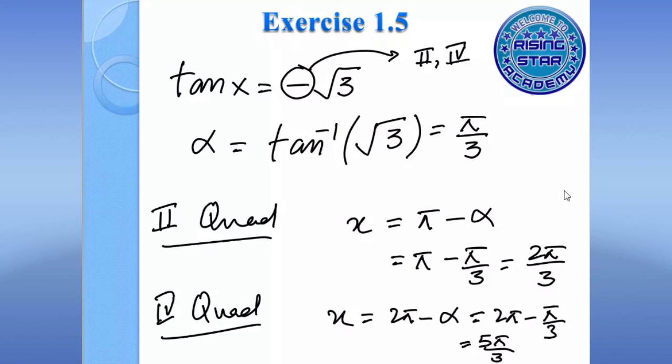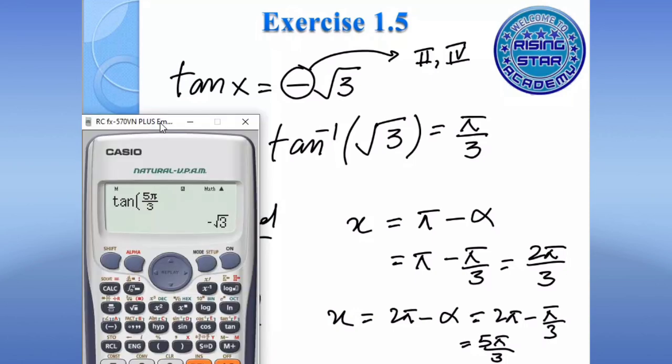Now I will verify by using the calculator. So here you can see tan 5 pi by 3 is negative root 3. So here is our answer, that is negative root 3. We can also check for 2 pi by 3. So let me check for 2 pi by 3, the same answer I got.